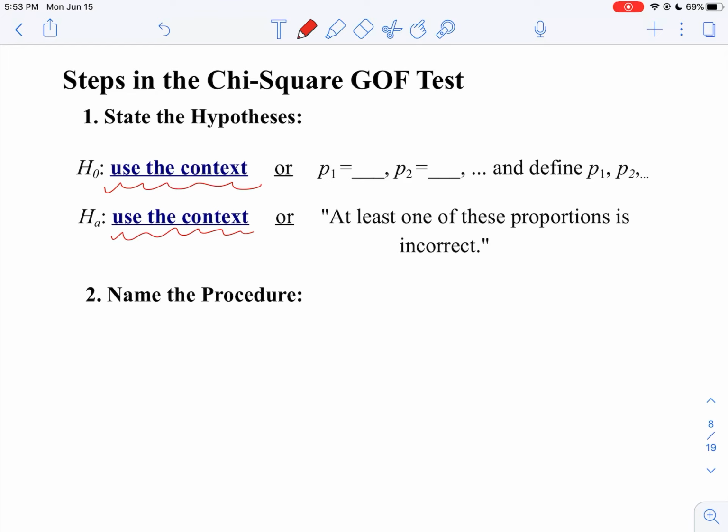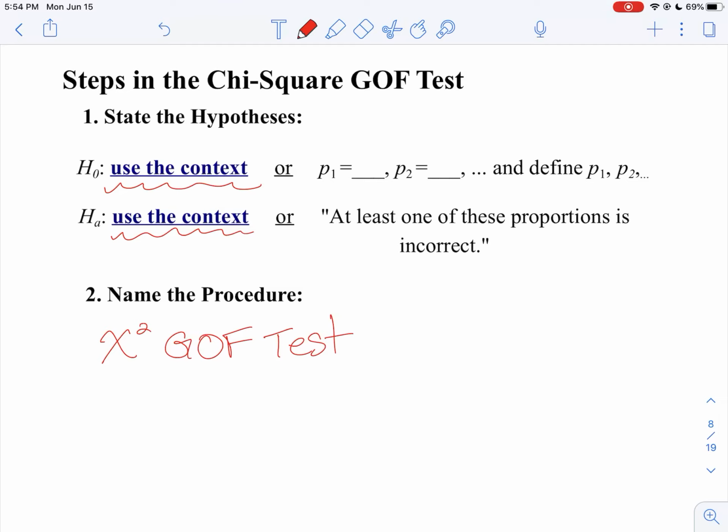And so then step 2, for any test, is name the procedure. So this would be a chi-square goodness of fit test. And I don't have to put this in context because I used the context in step 1. So that's really nice. And we are not, by the way, going to do confidence intervals for chi-square. We're just going to do our hypothesis test, so you don't have to worry about the steps in the confidence intervals. We're going to be using that 5-step process for tests instead.